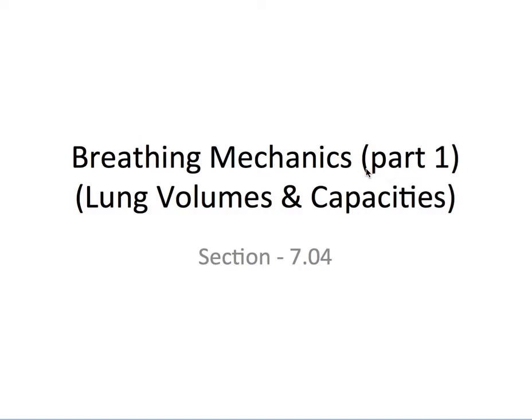This is kind of a two-part section of our notes, so we're going to split it in two pieces. This is part one. We're looking at lung volumes and capacity, terms we give for the amount of air that's held in your body at any given time. We have volumes and capacity. We're going to talk about both of those.